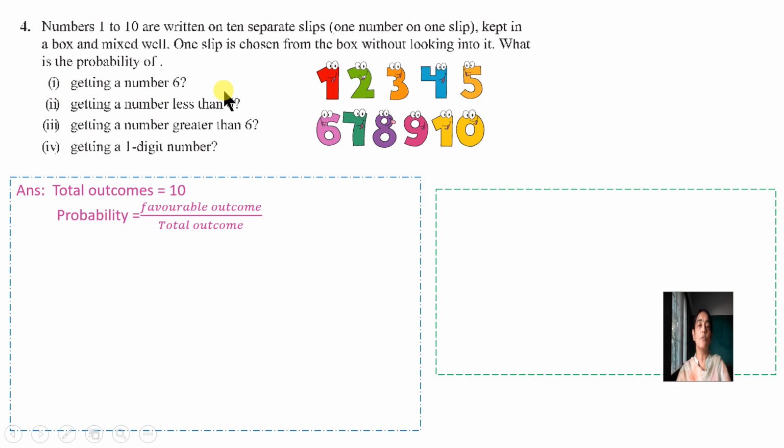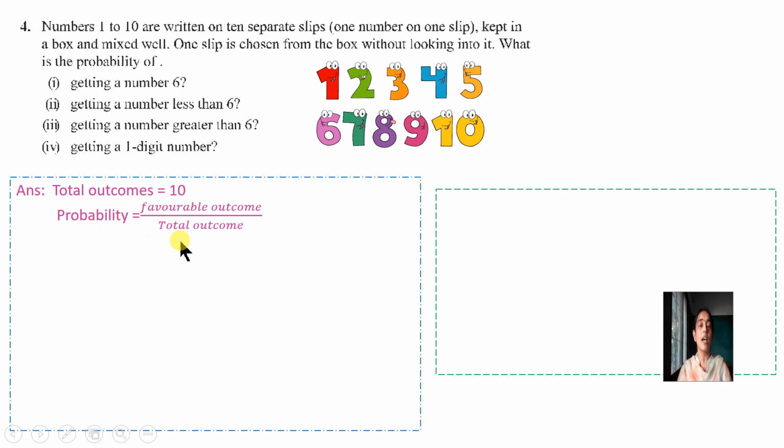Now I told you, whenever you are asked what is the probability of, you will follow a definite pattern. First you will write down total outcomes. Here the total outcomes are 10 because there are 10 different slips carrying 10 different numbers. And the formula for probability, which will be common for all: probability is equal to favorable outcome upon total outcome.